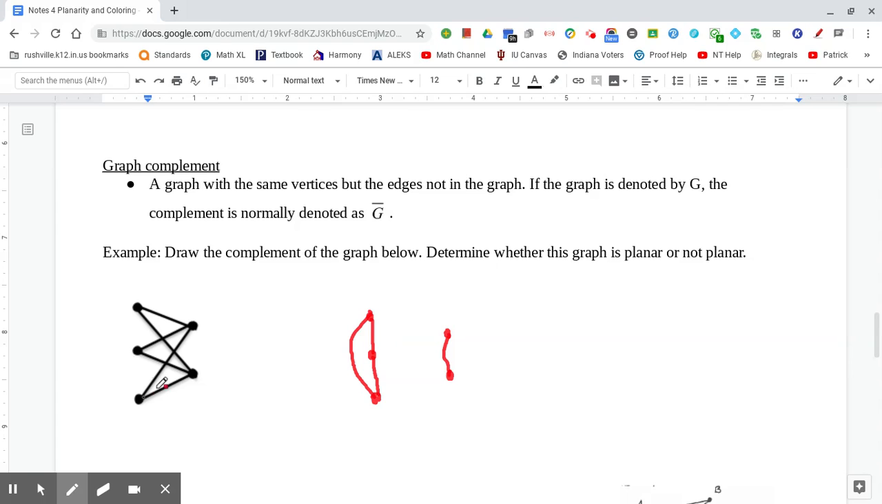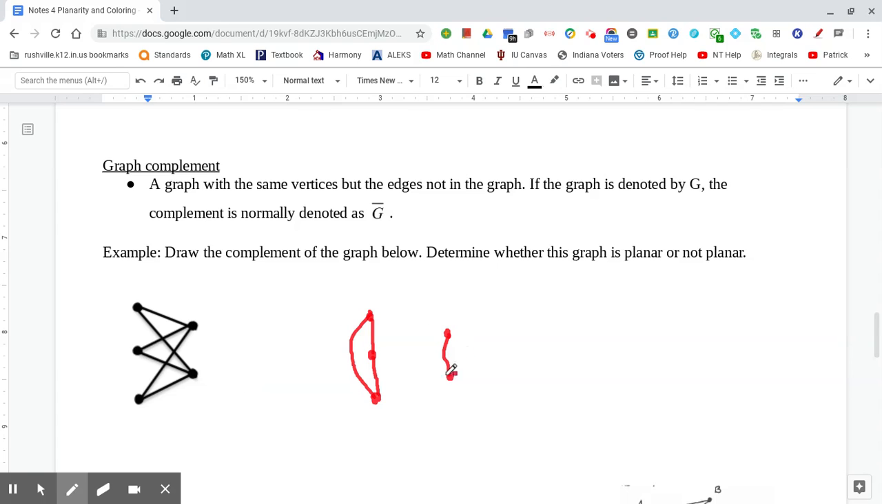And then this one, I think we have everything now. All right, so that means this would be this graph's complement. Now, that's really all we're going to do with that graph complement. Let's just talk a little bit about some review topics here.